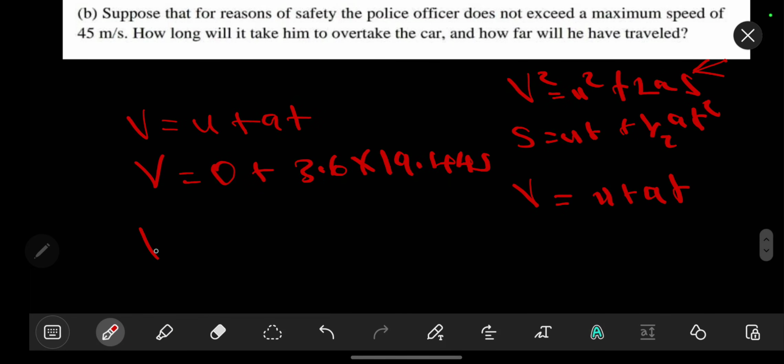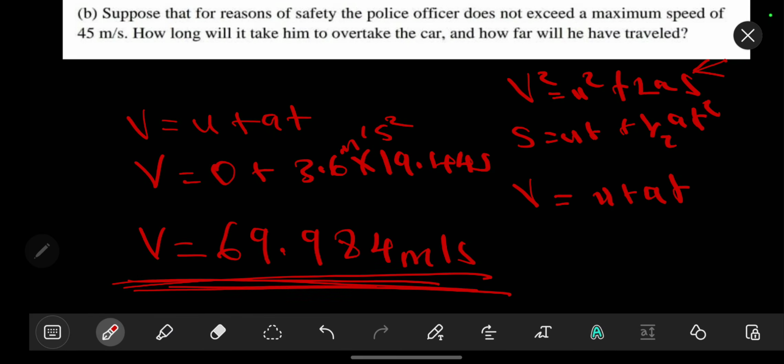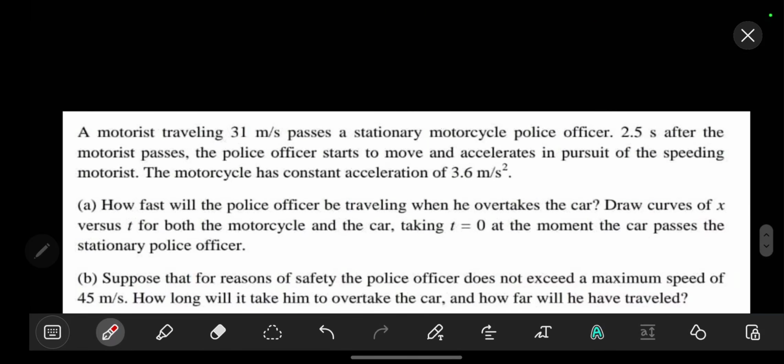So we are going to find that our velocity shall be equal to 3.6 times 19.44. This is going to give us a value equivalent to 69.984 meters per second. So this was meters per second squared. So the velocity of the police officer at that instant is equal to 69.984 meters per second.